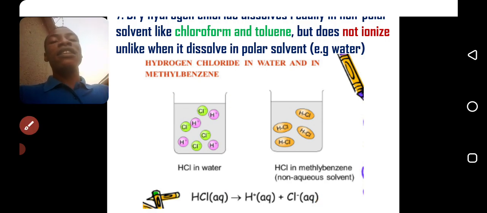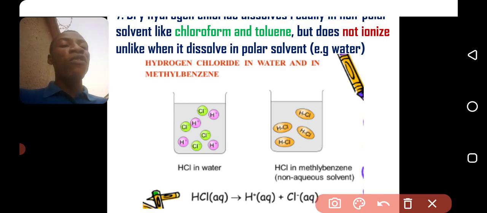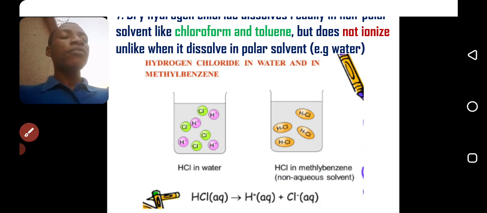So this is how HCl gas behaves based on the solvent you are using, whether it is a polar solvent like water or a non-polar solvent like benzene. So this is the end of this video on the physical properties of HCl gas.